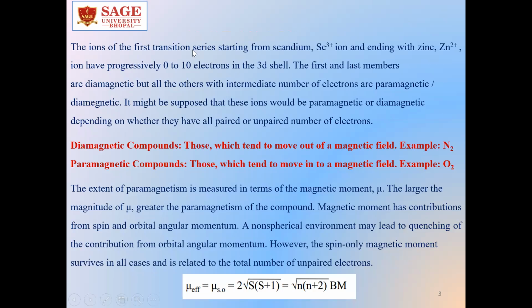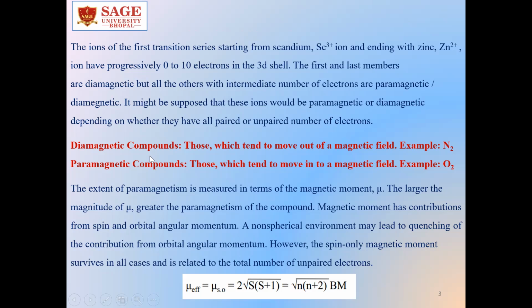The ions of the first transition series, starting from scandium 3 plus ion and ending with zinc 2 plus ion, have progressively 0 to 10 electrons in the 3d shell. We can see the first and last members are diamagnetic, but all the others with an intermediate number of electrons are paramagnetic. So it might be supposed that these ions would be paramagnetic or diamagnetic depending on whether they have all paired electrons or an unpaired number of electrons.